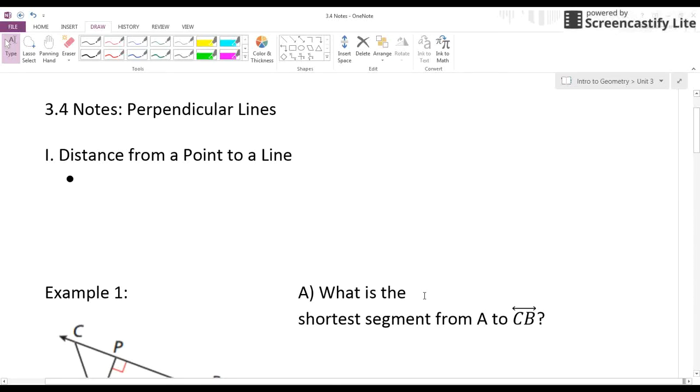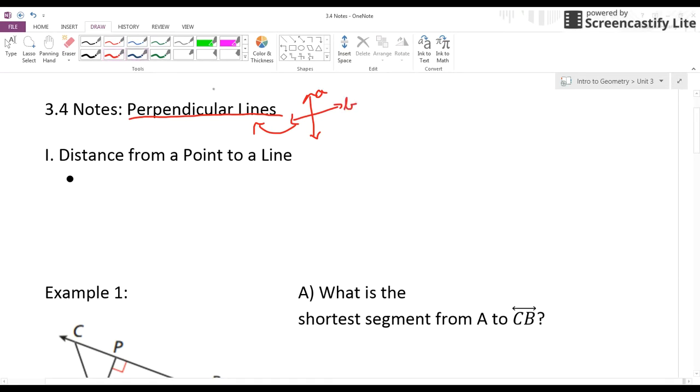Okay, let's take a break from parallel lines and talk about perpendicular lines today. If you remember, perpendicular lines are two lines that intersect to create a right angle. Say they look something like this. So we can have, for example, line A and line B. Remember, these could also be line segments.